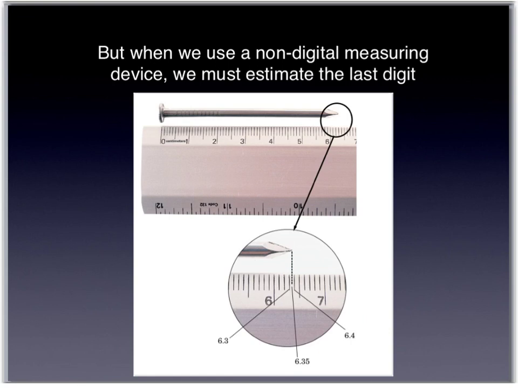But when we don't use a digital device to make a measurement, we have to estimate it, and this is where our skill comes in. So if we're reading this blow up of the length of that nail in centimeters, we can see that the point looks like it's dead center between 6.3 and 6.4, so we're going to estimate that to 6.35. Since this ruler is graduated every 10th of a centimeter, we're going to estimate to the 100th.